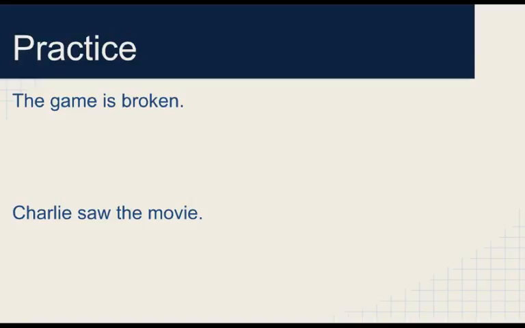Now, let's practice some more. The game is broken. In this sentence, the game is our subject because that's what's doing the action. And is broken is our predicate because that's what it is doing. In the second sentence, Charlie saw the movie. Charlie is the who or what of the sentence, so it's our subject. And what did Charlie do? He saw the movie. So saw the movie is our predicate.